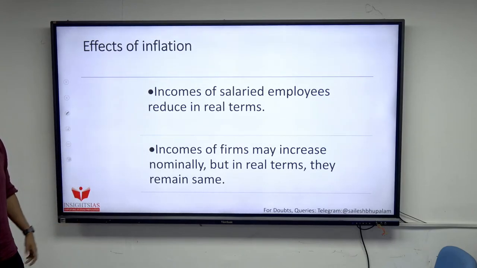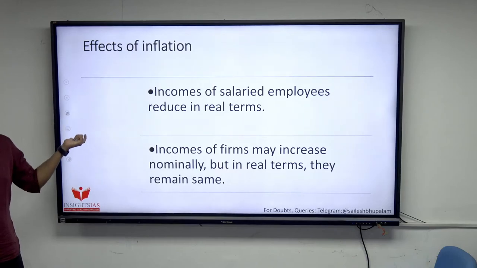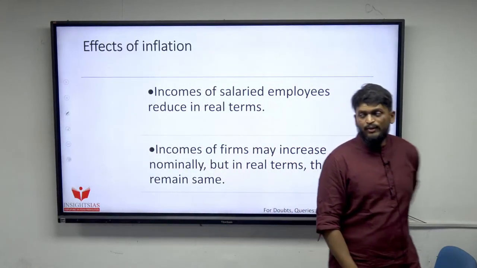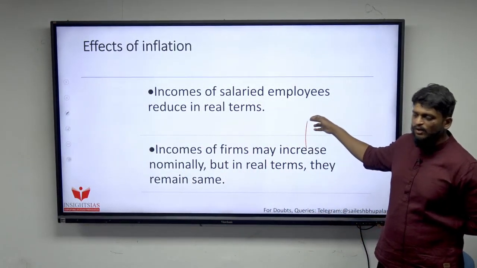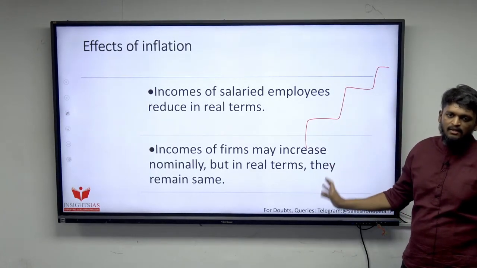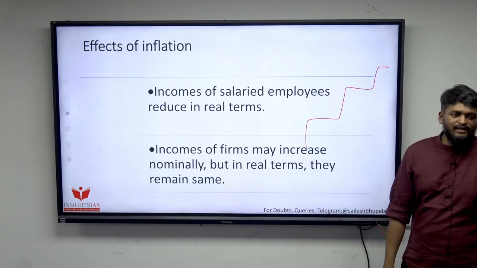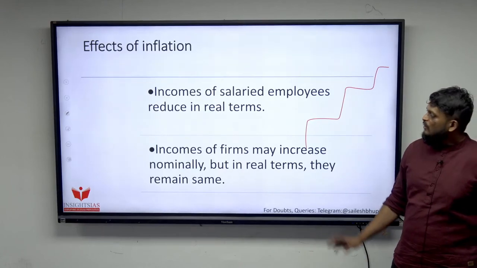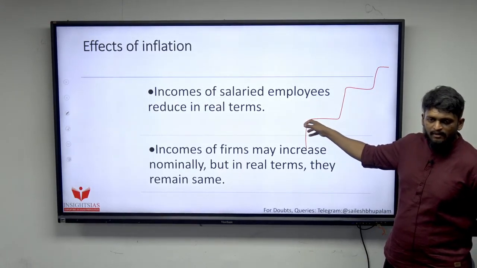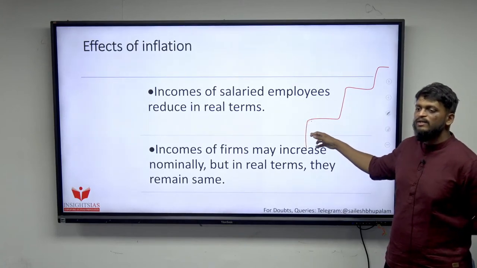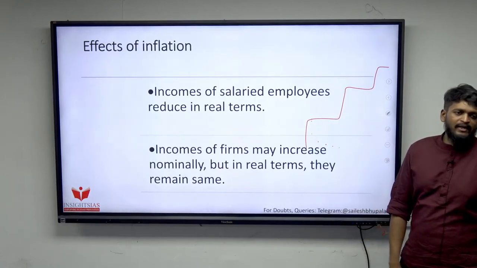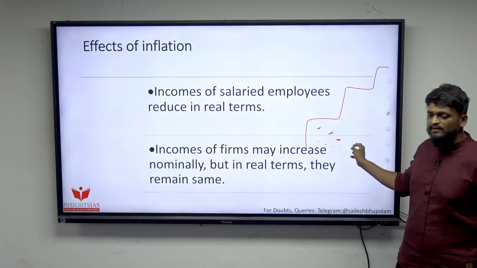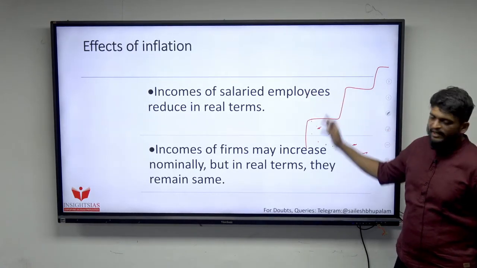Incomes of salaried employees reduce in real terms. Usually salaried employees get an increment only once a year. That means their salary will not change on a daily basis. Imagine a person is getting 10 lakh rupees salary per year, but inflation is reducing the value of the money he is getting. Until next year he will not get an increment, but the value of what he is getting right now is reducing consistently. Every month he is getting the same 80,000, and this month with 80,000 he can buy something, next month he can buy less, and the month after that even less. That means incomes of salaried employees reduce in real terms.